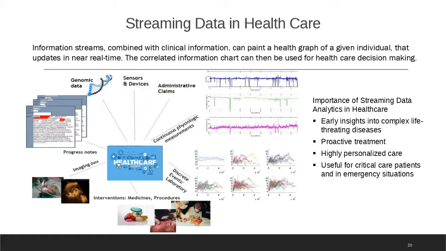What is the importance of streaming data analytics in healthcare? Obviously, early insights into complex, life-threatening diseases. We can come up with proactive treatment because of the predictive analytics that has been performed. We can come up with highly personalized care for our patients. It is also useful for critical care patients in emergency situations.